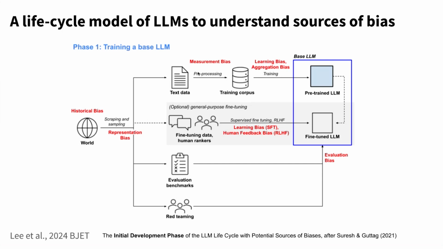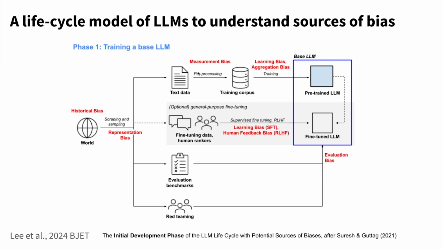One here is the training of the base LLM, with a lot of biases: historical biases, representation biases, and how you sample, measurement biases in the pre-processing, learning and aggregation biases in training the models. If you're bringing in general-purpose fine-tuning using human rankers, for instance, you've got learning biases as well as human feedback bias, and then various evaluation biases that come in from red teaming efforts or evaluation benchmarks that are being used.